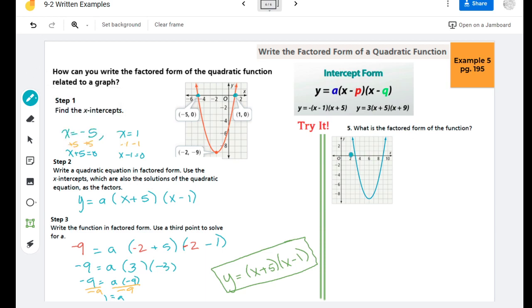All right, so our first step is to find our zeros. So I see it here at 3 and here at 9. So my equation is going to start out by looking like y equals a times x minus 3 times x minus 9. Now I'm looking for my vertex, right? It looks like my vertex is at 6, -9, so that's what I'm going to plug in here.